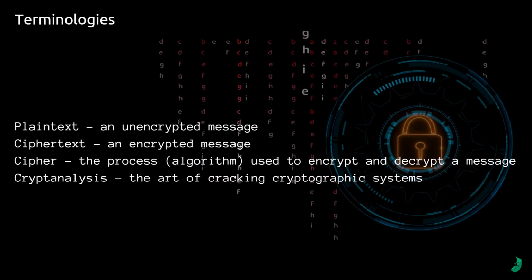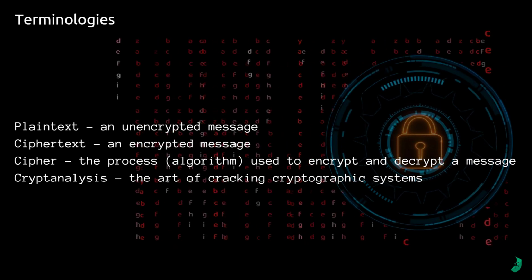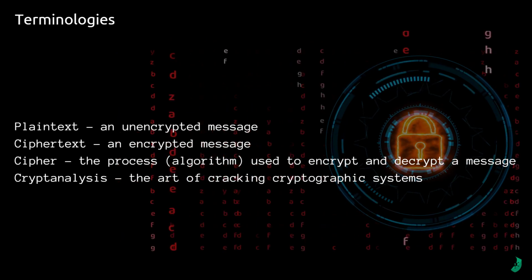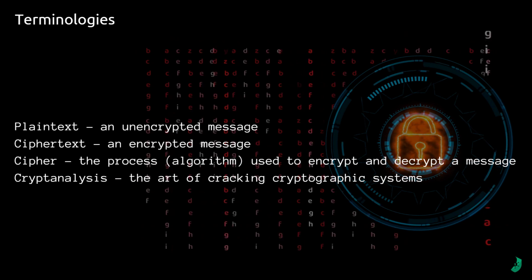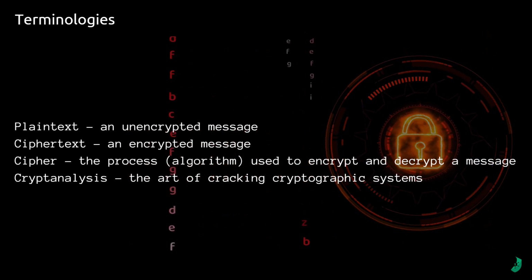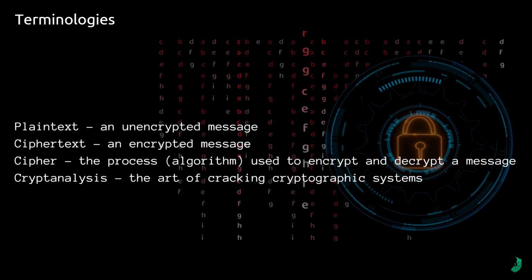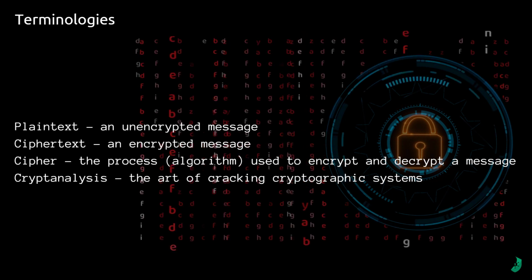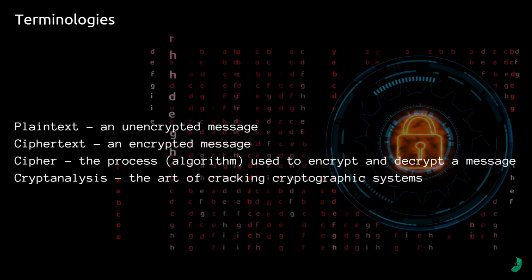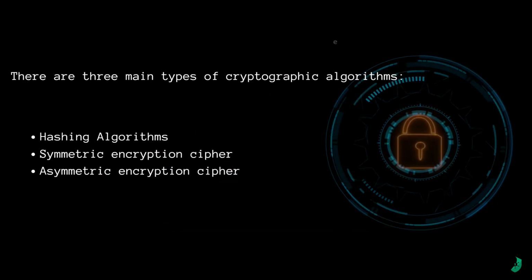There's a few terminologies that you need to be aware of. We have something known as a plain text. This simply refers to an unencrypted message. Now, a message that has been encrypted is what we call a cipher text. Cipher itself is the process or the algorithm that is used to encrypt and decrypt a message. And then we've got something known as cryptanalysis. This is the art of cracking cryptographic systems. So keep these four terminologies in mind.